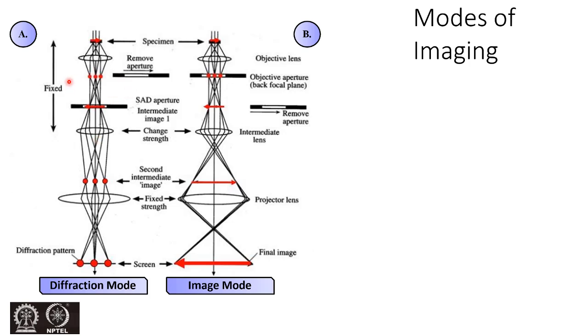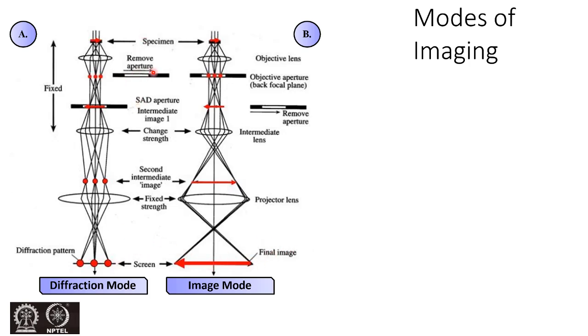So what happens in the diffraction mode? We remove the aperture from here, and then we get the signal in the form of a diffraction pattern. And in the image mode, we have an objective aperture, which uses the back focal plane, and with the help of that, we get a magnified image. That is the final signal. So that is the sole difference.